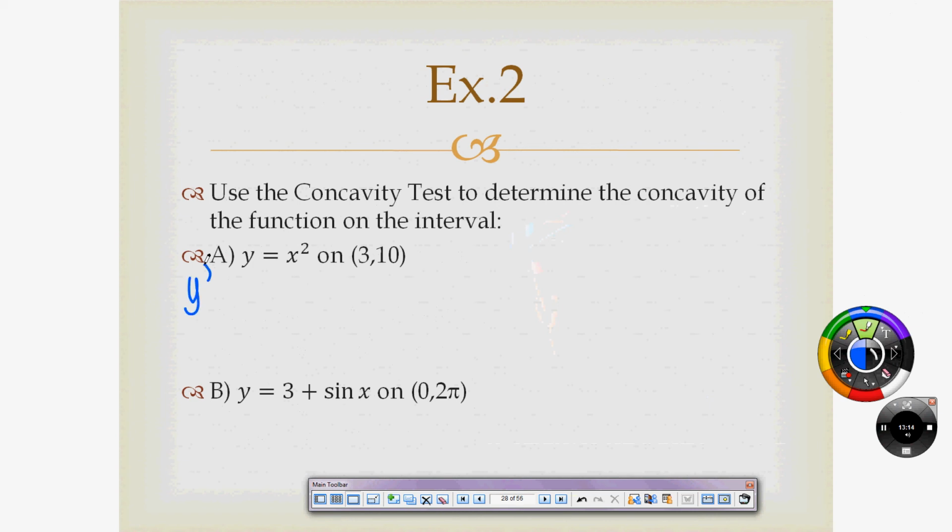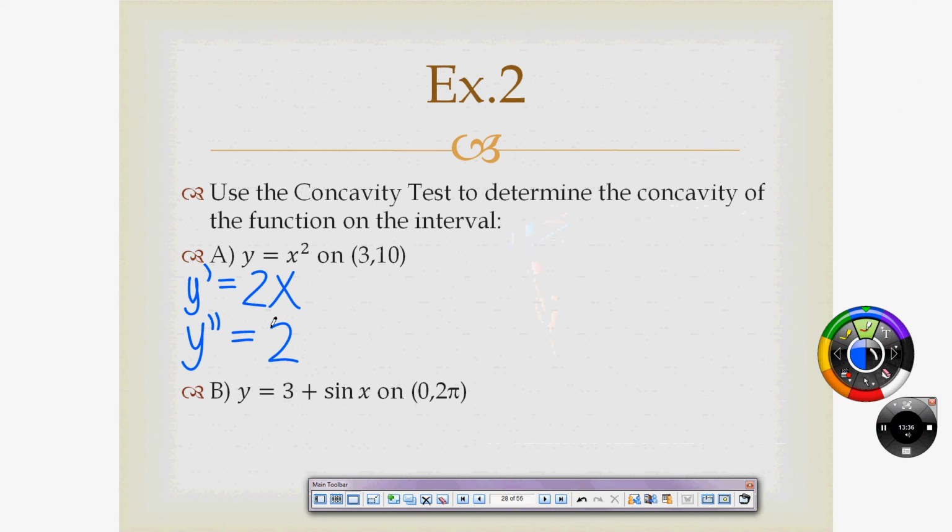What's the first derivative of y equals x squared? 2x. What is the second derivative? 2. Okay. So no matter what the x value is, the second derivative is always going to be 2. The second derivative is constant.